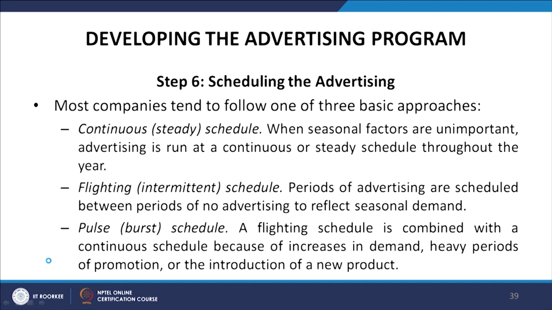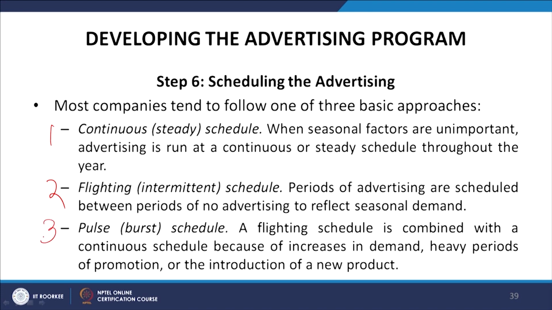Most companies tend to follow one of three basic approaches. First is the continuous or steady schedule. When seasonal factors are unimportant, advertising is run at a continuous or steady schedule throughout the year. The second is flighting, that is, an intermittent schedule. Periods of advertising are scheduled between periods of no advertising to reflect seasonal demand.